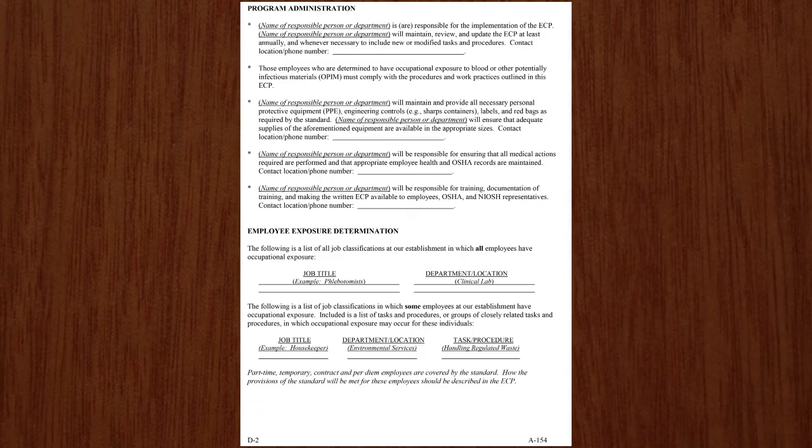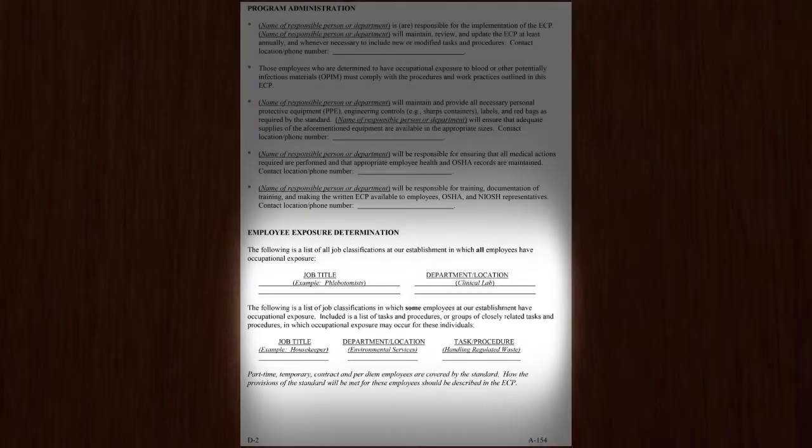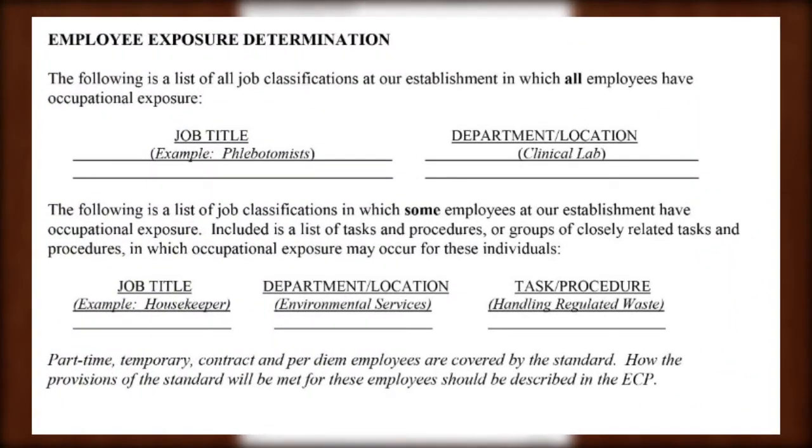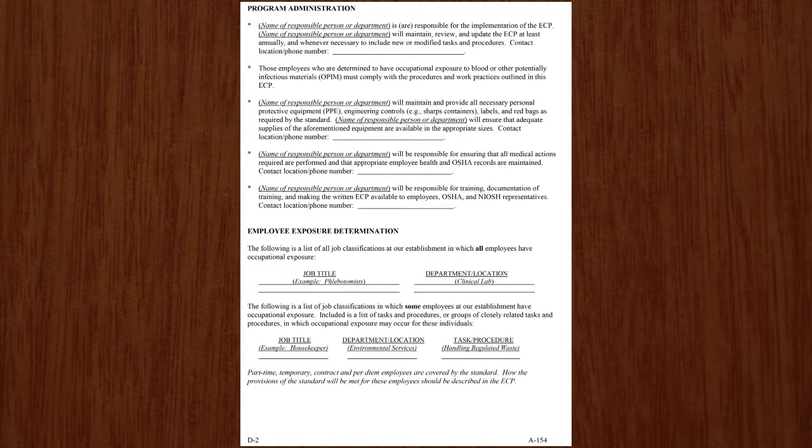Next, we have the exposure determination. Now, when you do your initial determination, you're going to want to identify which employees are always exposed to bloodborne pathogens, employees who are sometimes exposed to bloodborne pathogens, and you're also identifying tasks that can expose employees to bloodborne pathogens. So, here's where you would want to include the job titles of people that could have that type of exposure potential. For example, a phlebotomist can't draw blood without being exposed to blood.